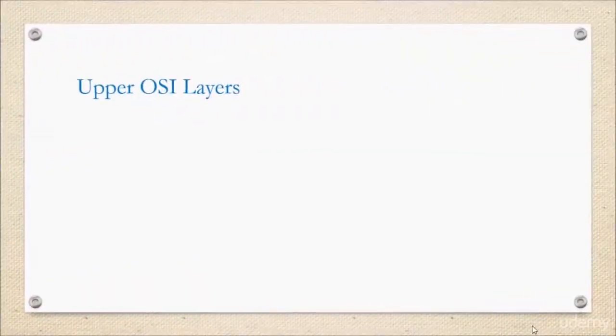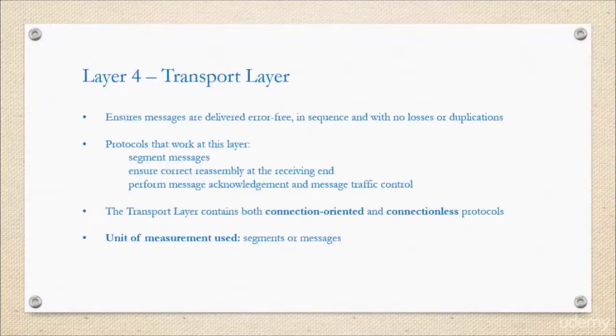All right, so let's move on and talk about the upper OSI layers. Now, layer 4 is the transport layer, and the transport layer ensures that messages are delivered error-free, in sequence, with absolutely no loss. There are a few different protocols that work at this layer. They segment messages and ensure that correct assembly occurs. They also do something called message acknowledgement, which is sort of like certified mail. The protocols are also responsible for traffic control.